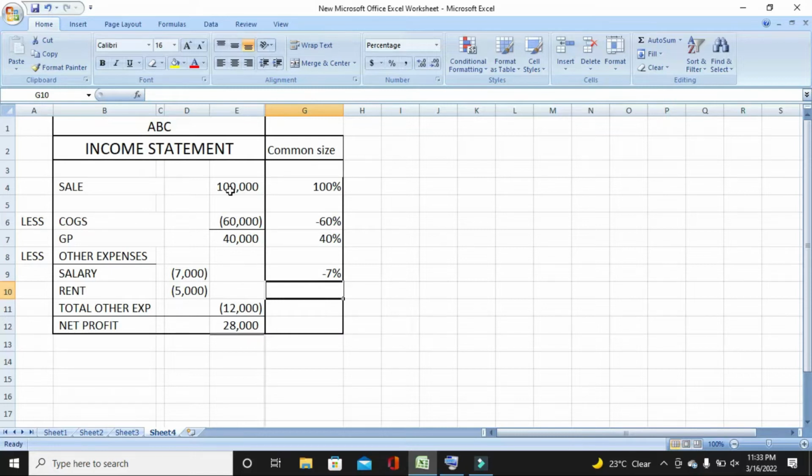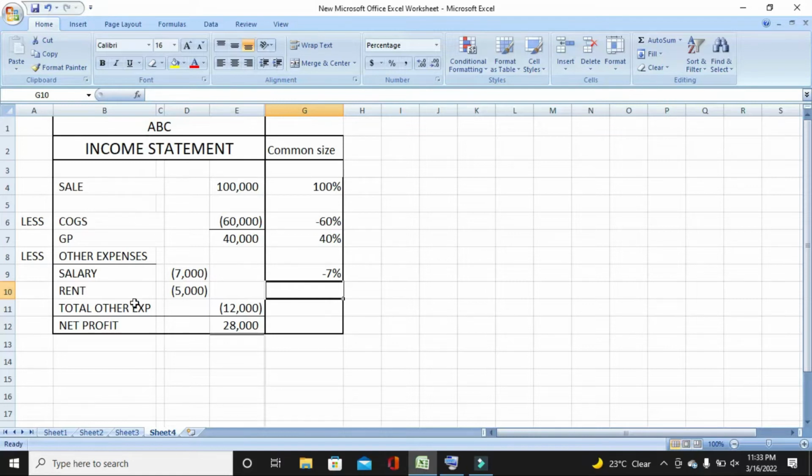So it is 7,000. The sale is for 1 lakh, so the salary is 7,000. If the sale is for 2 lakh, definitely the salary will be 14,000, still 7% of the total sales.